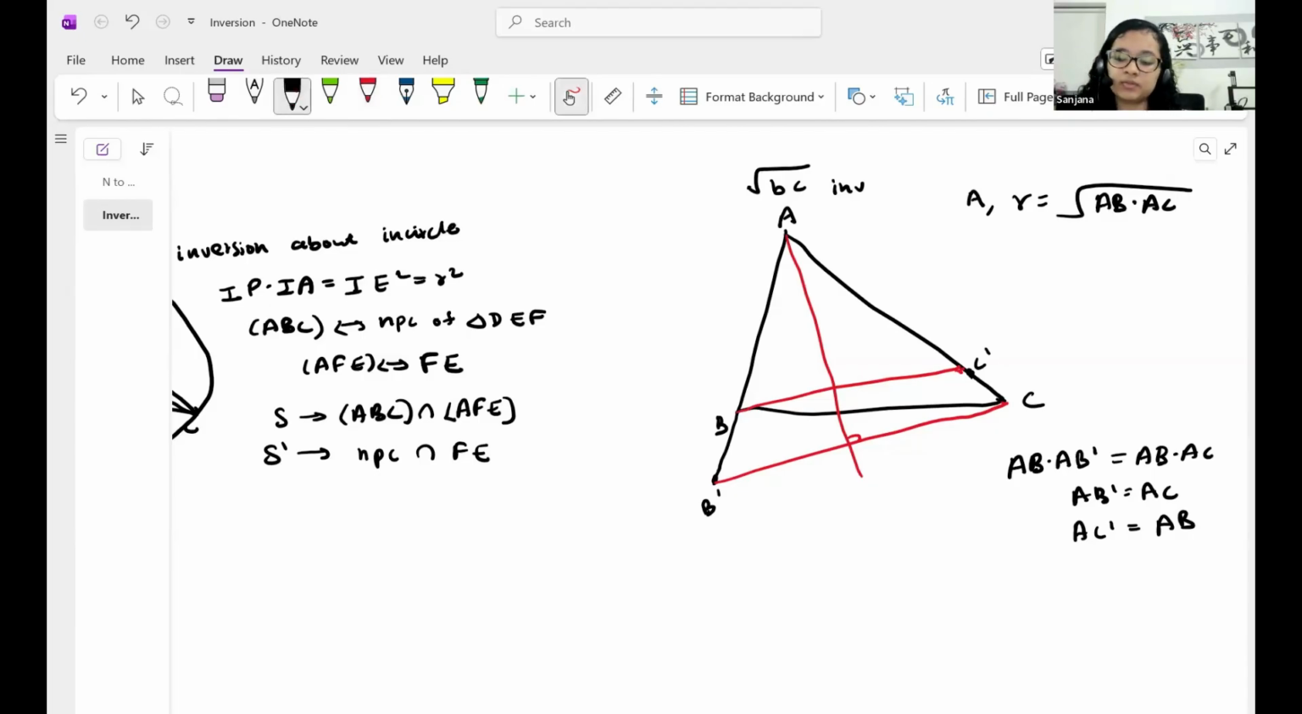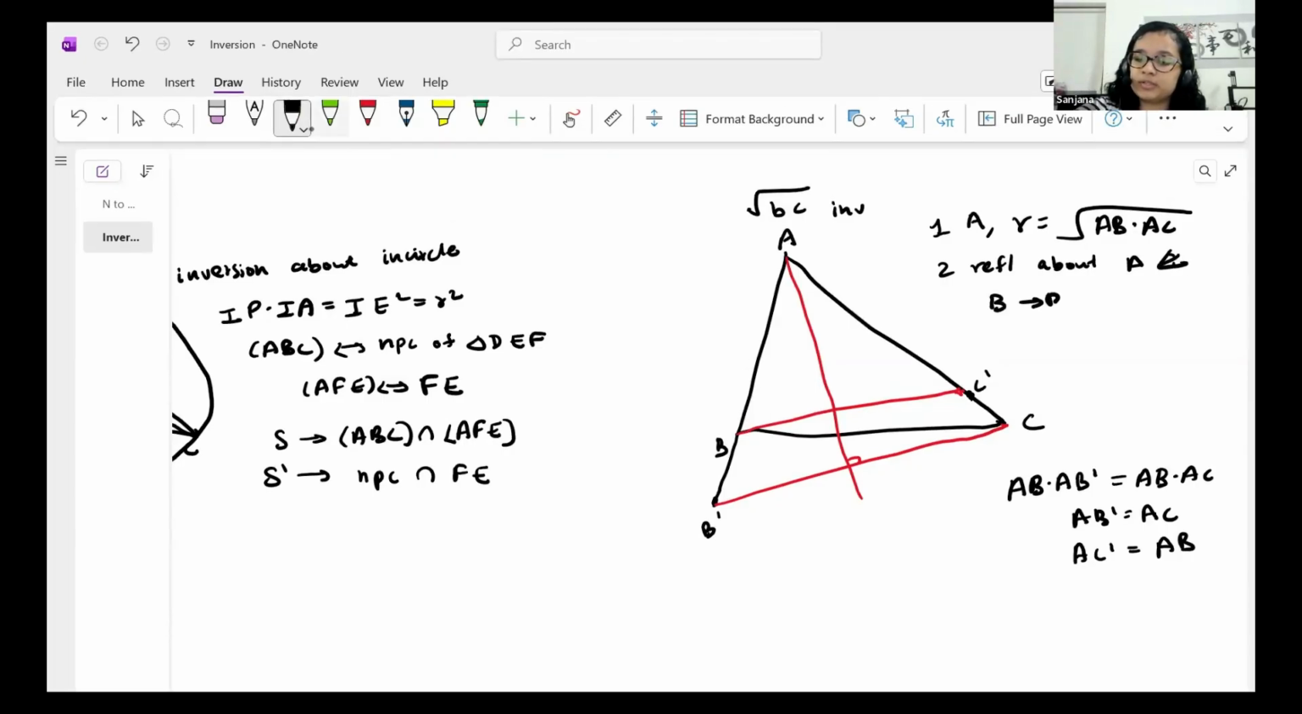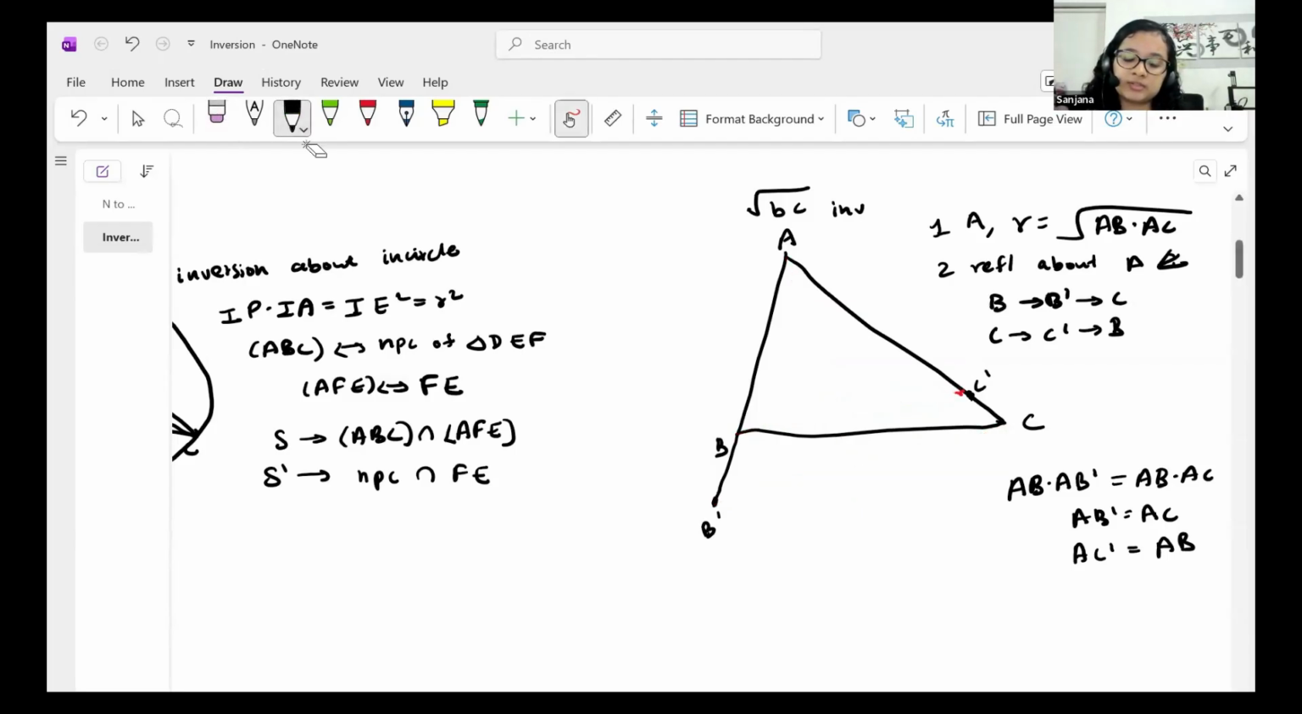So essentially, we did two steps. We did this inversion and then we did reflection about the A angle bisector. And what happened here is B went to B dash, which then went to C, and C went to C dash, which then went to B. So basically, B and C got swapped. And in general, what this means is if you have some line passing through A, it goes to the reflection about the angle bisector, because it goes to itself and then it gets reflected.